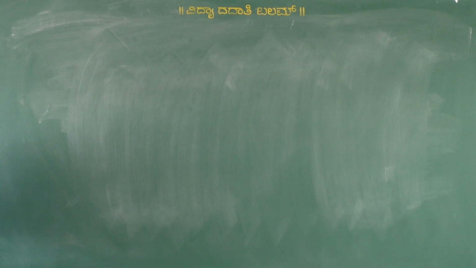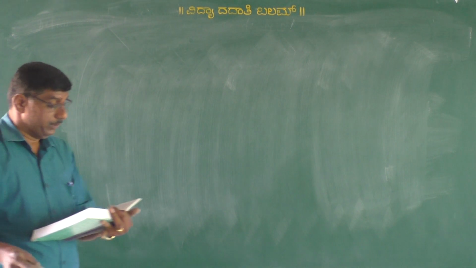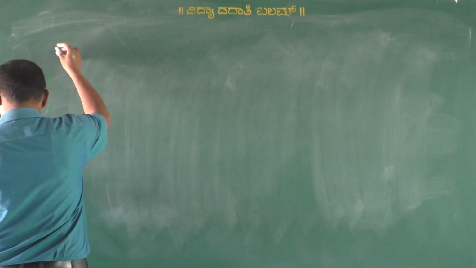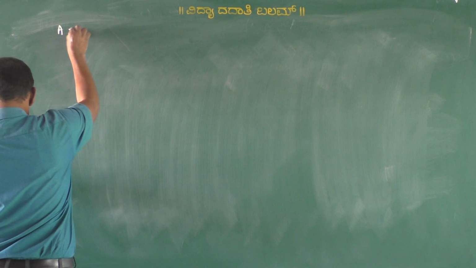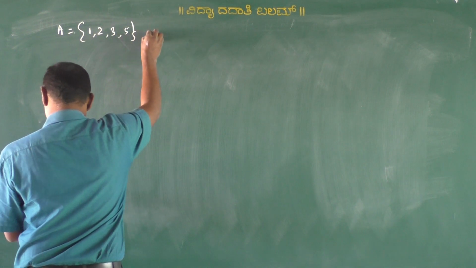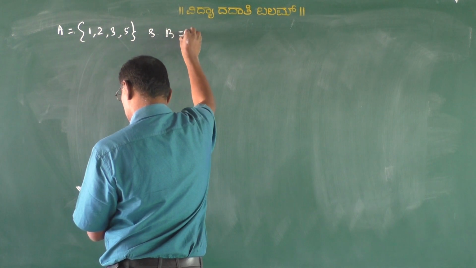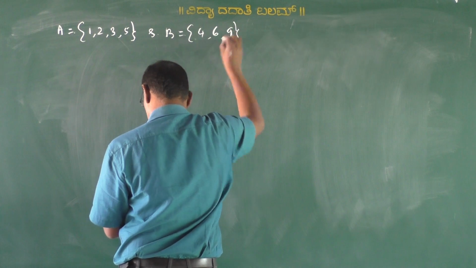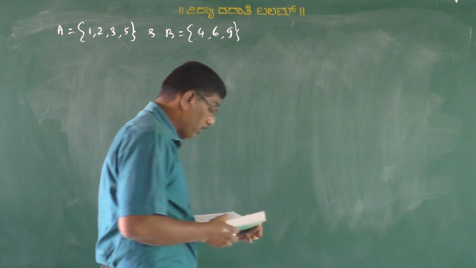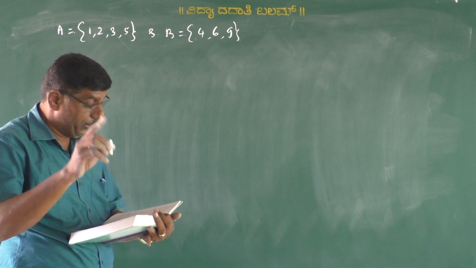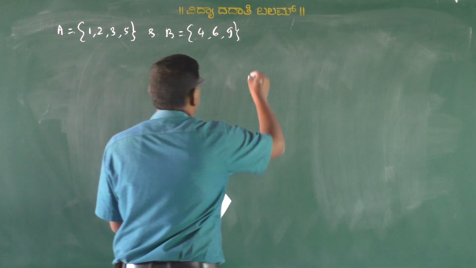Here the sets A and B are given. A = {1, 2, 3, 5} and B = {4, 6, 9}. Define a relation R from A to B.